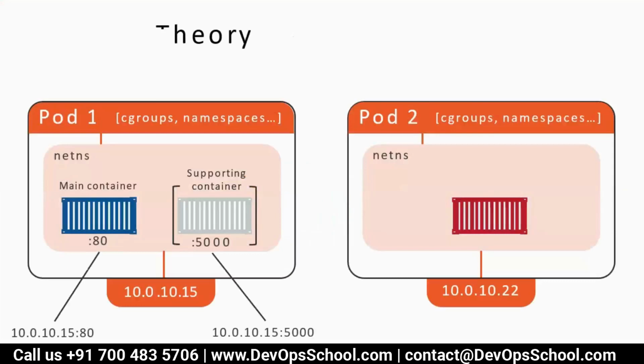Look at this. If you have two containers, a main container and a sidecar container, how can you access them from outside? With the IP address of the pod and then the port number. You know that. This is the way.